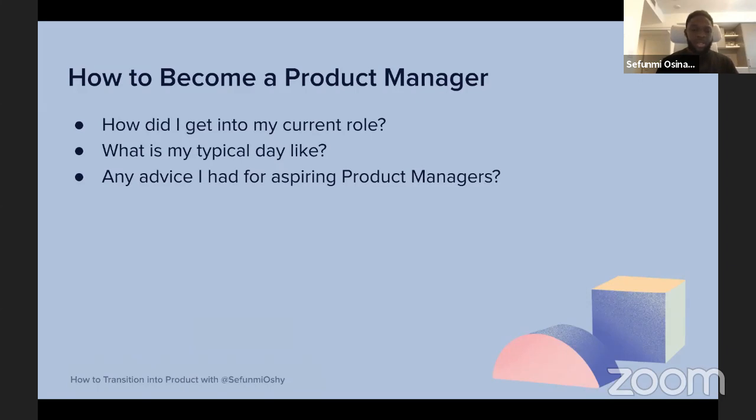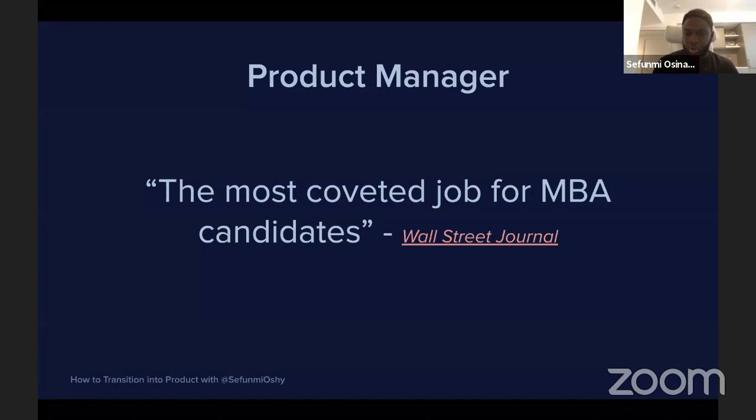But I took a second to take a step back and really understand what's the hype with product management. Why do people want to be a product manager? According to the Wall Street Journal, it was the most coveted job for MBA candidates. Lots of people would spend tens of thousands of dollars, if not over $100,000, to go to an MBA school so they can come out and be a product manager. It really blew my mind that people did that.